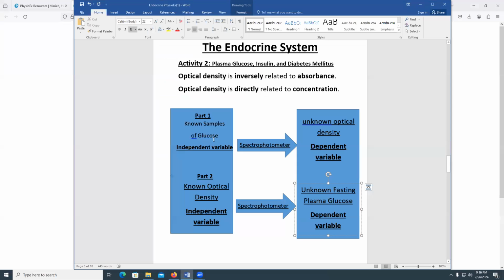So in part one, we'll be doing this. We will have known samples of glucose as my independent variable, putting it in a spectrophotometer to measure my optical density, which is the dependent variable. And then we will take those values in the next part of the experiment, run them through, and then use that curve. And then I will have unknown plasma glucose values, and I will use the values that I got here to extrapolate my actual unknown fasting plasma glucose values.